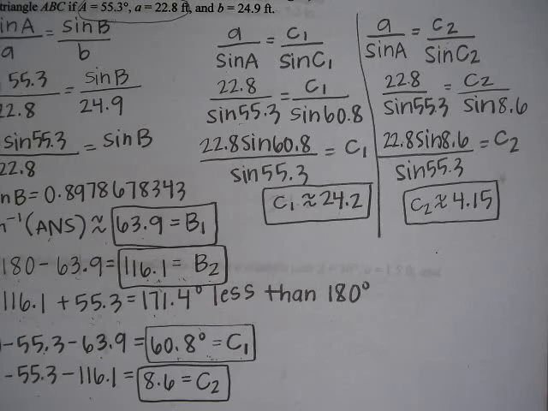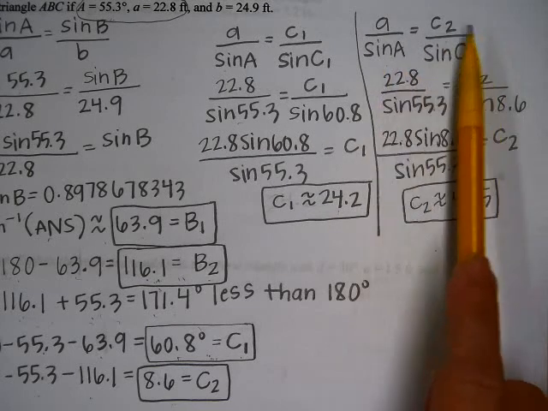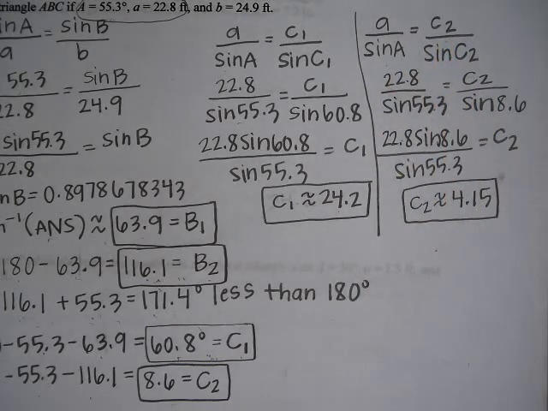Alright, then we did the same thing again, okay? But this time we're looking for little c2, right? So your little a and your big A are still the same for both triangles. So we have little a over sine of big A, little c2 over sine of big C2. Plug and chug all of that. Cross multiply and then put that in your calculator and you should be getting 4.15.